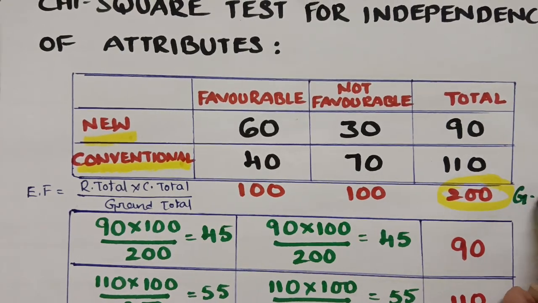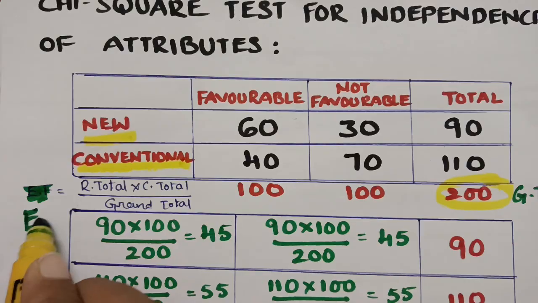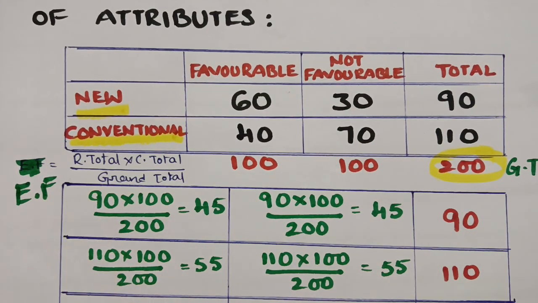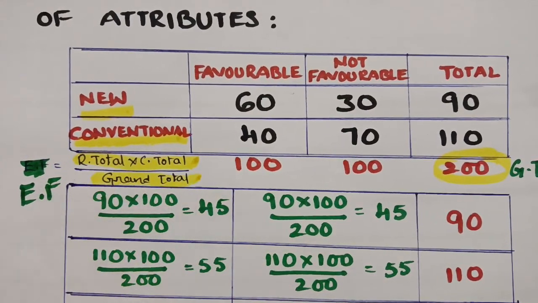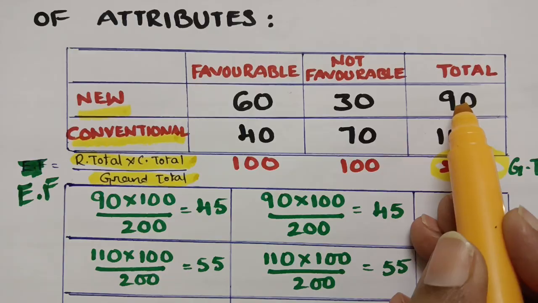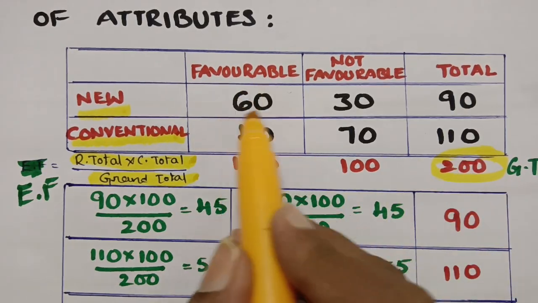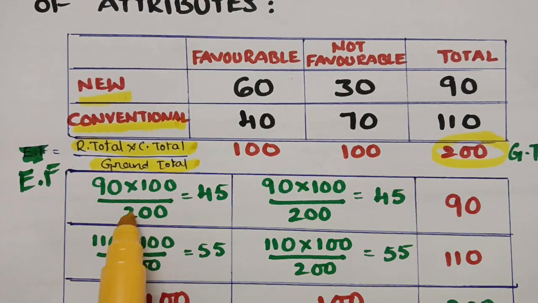As I have shown you a formula here for expected frequency. This is the expected frequency for each and every value here. So expected frequency is nothing but row total into column total divided by grand total. Clear? Row total into column total. So what is row total here? Row total is 90. Column total is 100 divided by grand total. For this position, we have to write row total into column total by grand total.